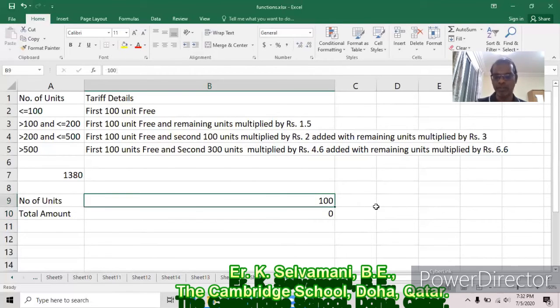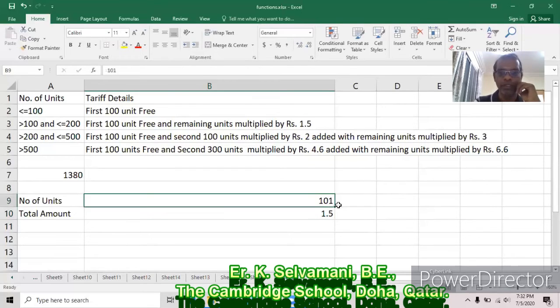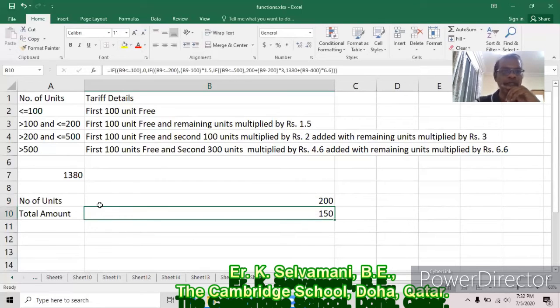If the number of units is 101, the first 100 units are free and the remaining unit is number 1. That 1 should be multiplied by 1.5, so you should have 1 rupee 50 paise. That's good. Then what will happen if the number of units is 200? See here, you should go for the second slab, greater than 100 and less than or equal to 200. The first 100 units are free, so the remaining 100 units are multiplied by 1.5. That is 100 into 1.5, it will be 150 only.